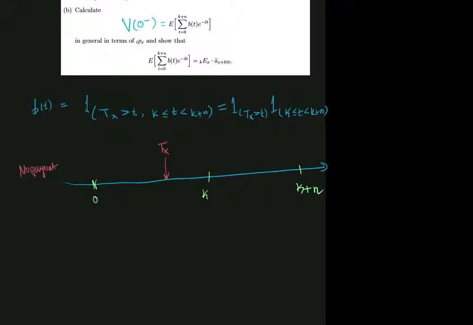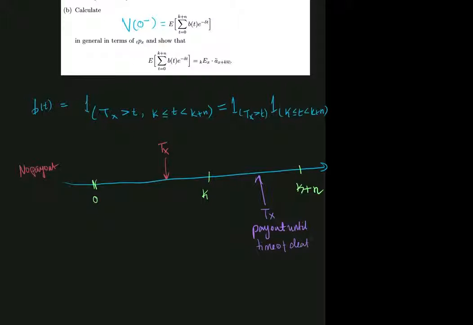However, if we have someone dying at time k plus something before k plus n, then that means there is payout in the years k, k plus 1, k plus 2, and so on and so on. So then there is payout until time of death.